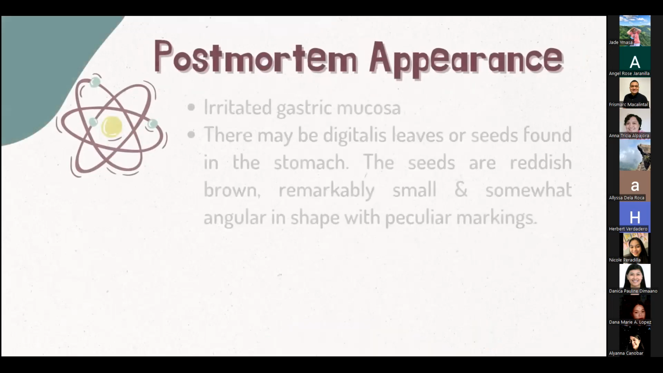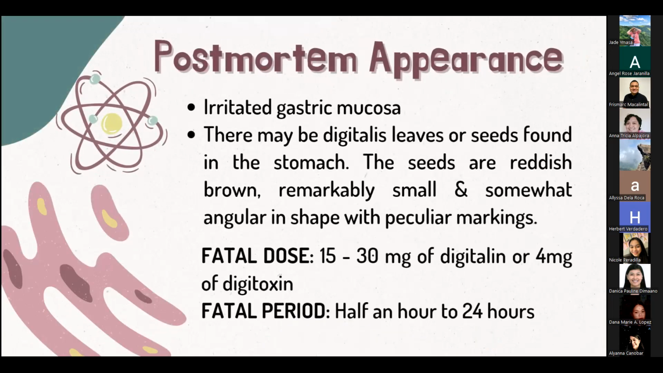When it comes to the fatal dose, next slide, please. The fatal dose of digitalis purpurea is around 15 to 30 milligrams of digitalin or 4 milligrams of digitoxin. And a person can die from ingestion in about half an hour to 24 hours.